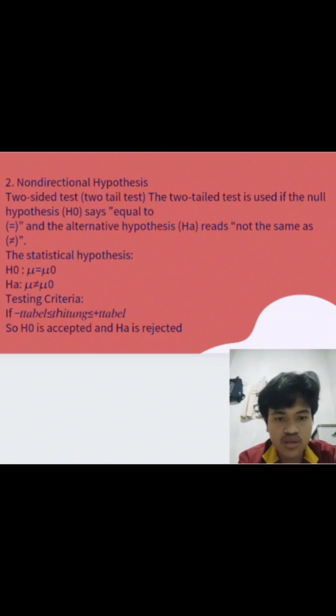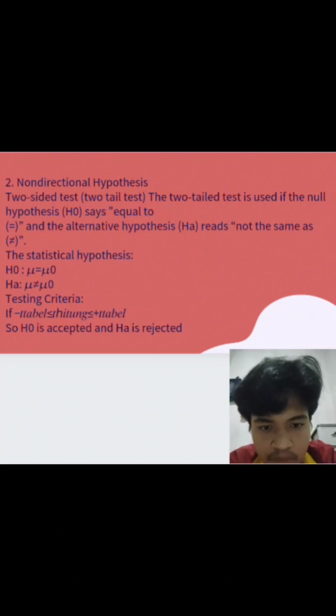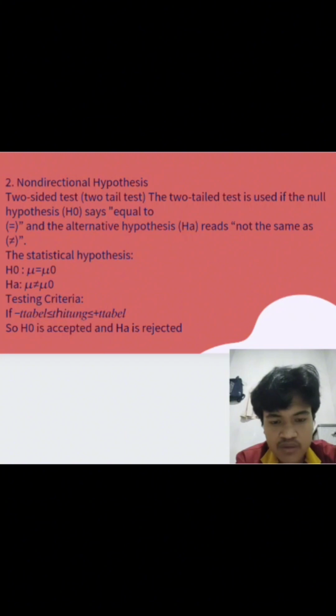2. Non-directional hypothesis, two side test, two tail test. The two tail test is used if the null hypothesis states equal and the alternative hypothesis states not the same, as in the statistical hypothesis H0 and Ha. Test criteria: if t count is less than t table, then H0 is accepted and Ha is rejected.